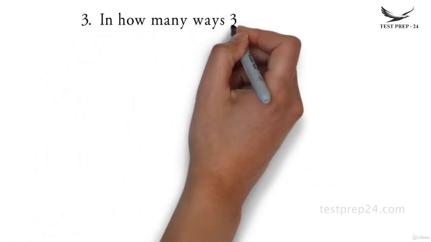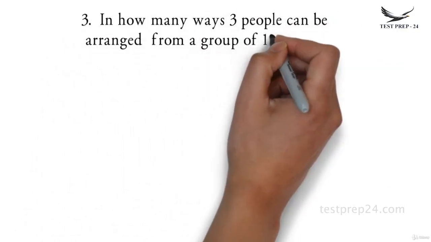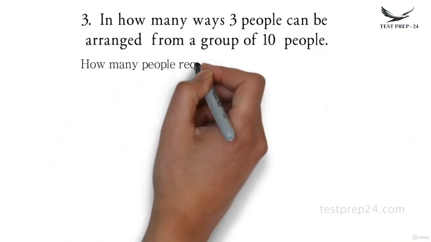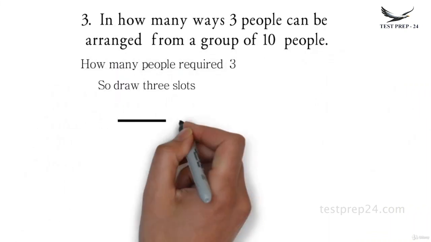In how many ways can 3 people be arranged from a group of 10 people? Here, it is not like the previous question. If there are 2 or 3, we can just list the arrangements, but when the number of people increases, the best thing you can do is this: you want to pick 3 people from a group of 10 people, so you draw 3 slots.